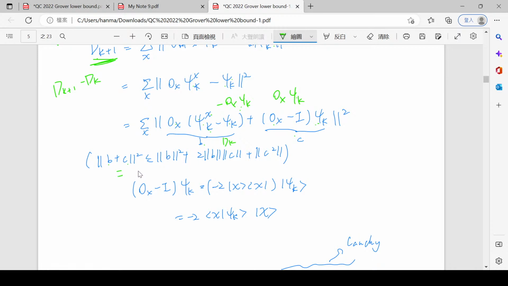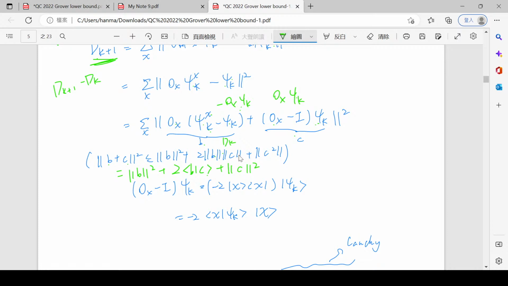The norm of b plus c squared will equal b squared plus 2bc inner product plus c squared, right? This is vector calculation. And then you do Cauchy-Schwarz, so you know this inner product can be upper bounded by the norm of b times the norm of c.